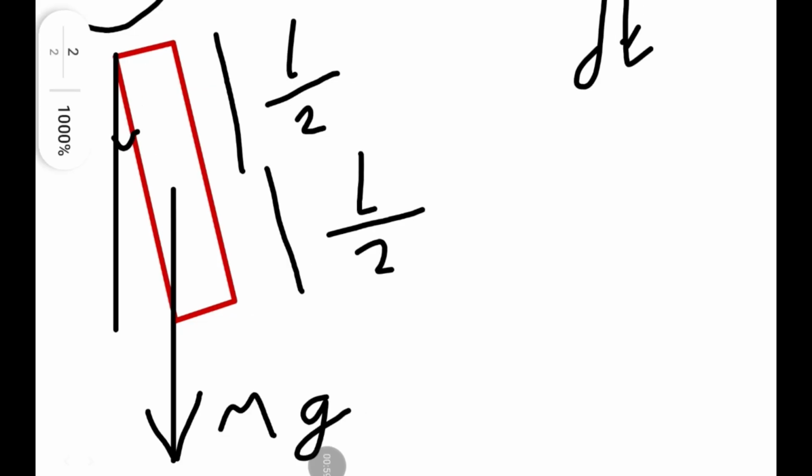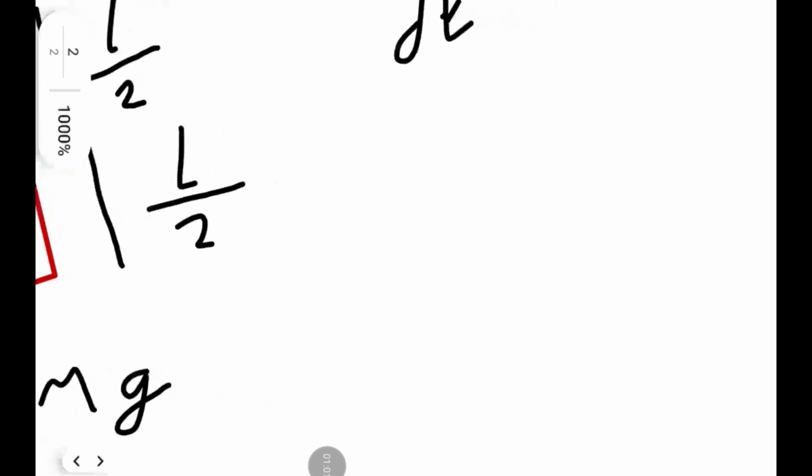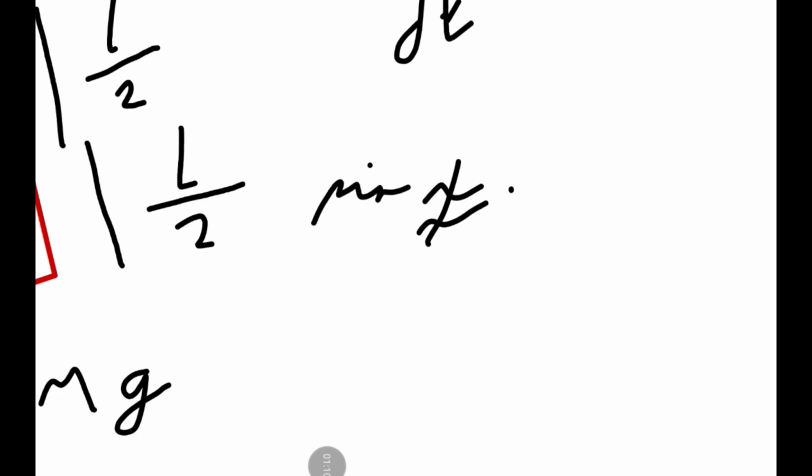And again, we're not going to assume a small angle. Often in the examples we assume a small angle, which makes the problem easier, but we're not going to assume that. That should be sine of theta, sorry. We're going to do it properly.